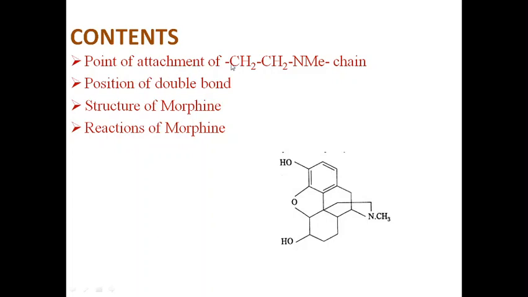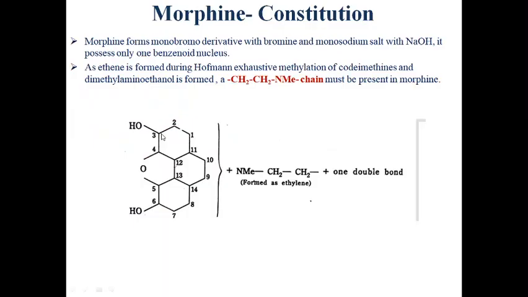First is the point of attachment of the CH2 and methyl or the side chain, the position of the double bond, the final structure of morphine, and the reactions of morphine with the final structure which we have determined. Here we will study the point of attachment. As you can see here, this CH2 and methyl chain is attached at this position. We will determine at which carbon it is attached, the position of the double bond, the structure of morphine and the reactions of morphine.